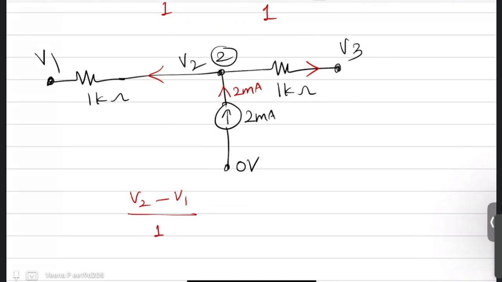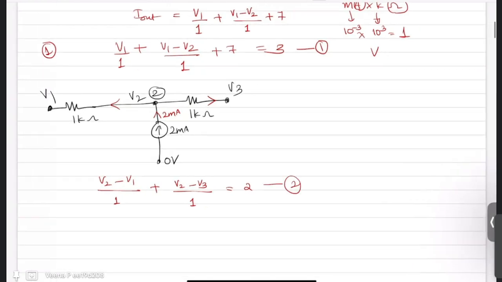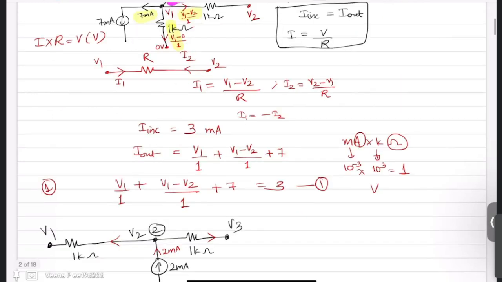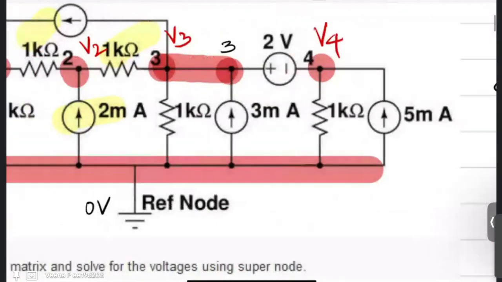V2 minus V1 by 1 plus V2 minus V3 by 1. These are the outgoing currents, and this is equal to the incoming current. So this is our equation number 2, or the nodal equation at node 2. Now I go to the third node.